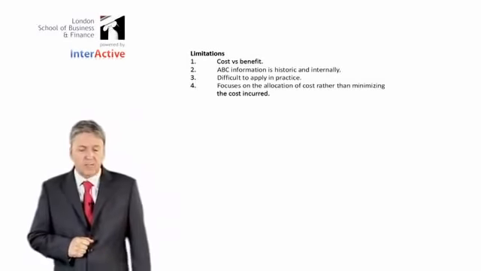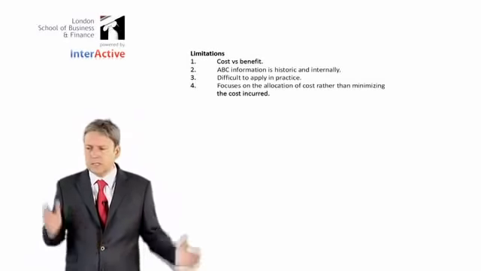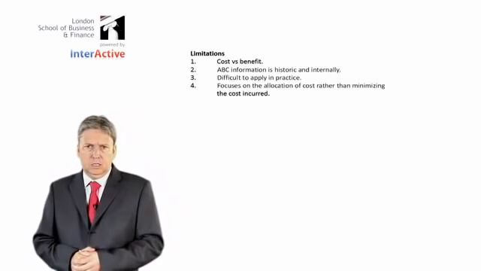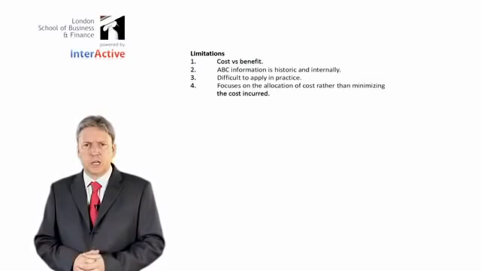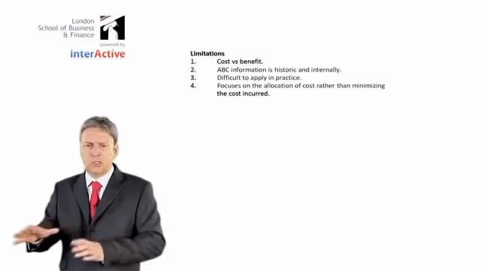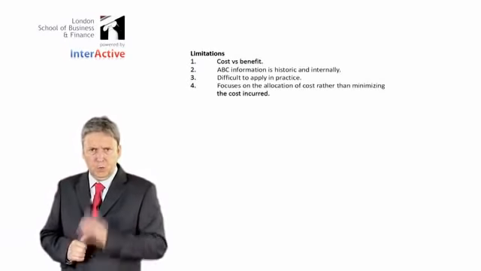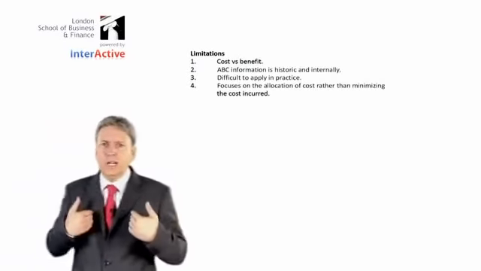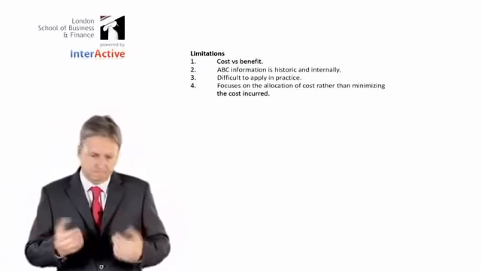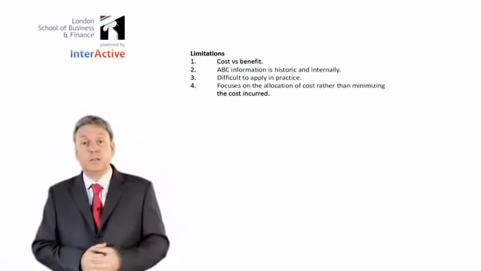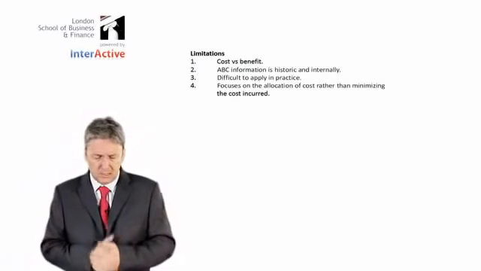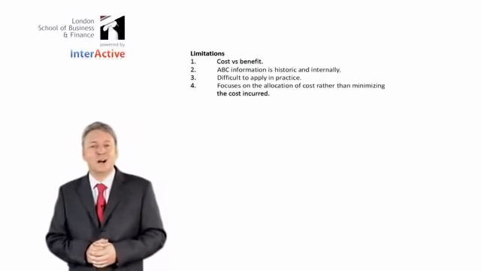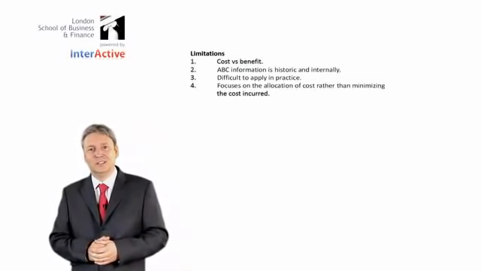Secondly, ABC information is historic and internal. Yes, very much backward-looking, very much inward-looking. All we're doing is looking at our own costs. Does it matter how we rearrange the costs if our cost base is too high? Wouldn't it make more sense to consider what our competitors are doing and whether we are competitive in relation to them? 3, difficult to apply in practice. The answer is yes. And 4, it considers allocation rather than costs incurred.